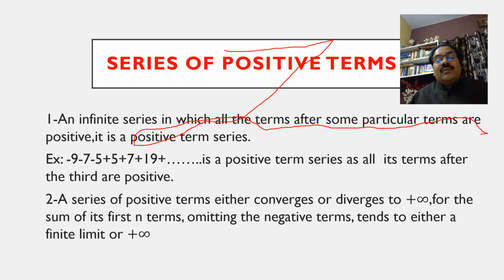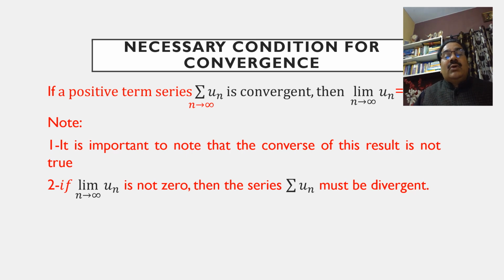The series of positive terms either converges or diverges to plus infinity, for the sum of its first n terms, omitting the negative terms, tends to either a finite limit or infinity. So these are the important properties of the series of positive terms. Now, what is the necessary condition for convergence? This is the necessary condition for convergence.